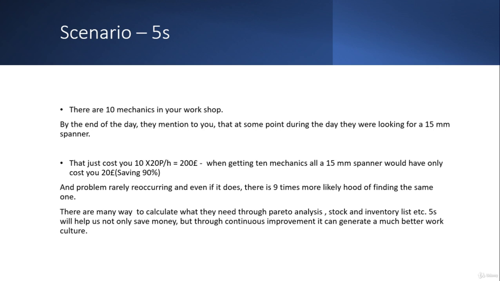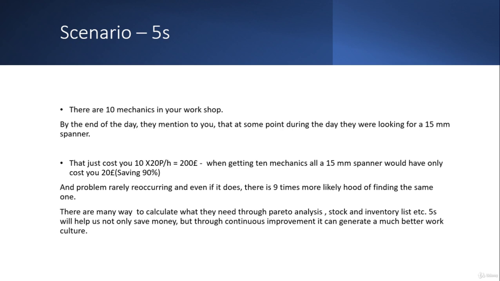I will start with a little scenario. Imagine you are a manager and you have 10 mechanics. At some point during the day, each mechanic was looking for a 15mm spanner. That just cost you as a manager your 10 mechanics times their £20 per hour, about £200. When getting all 10 mechanics a 15mm spanner would have only cost you £20, this saving around 90%.